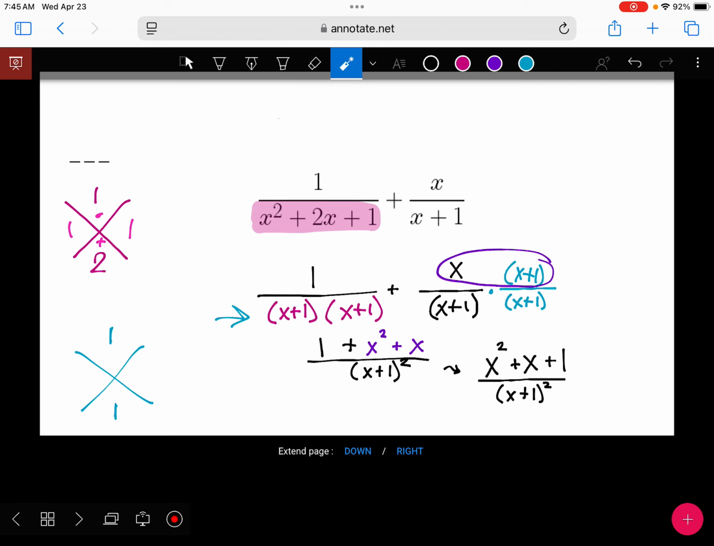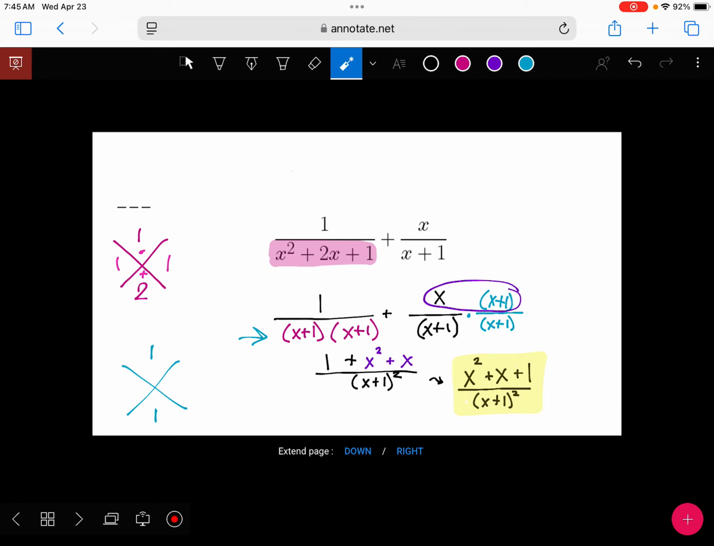So that is our fully simplified answer here. There we go. So this is where we go. They're not always going to look more simplified when we're done. Sometimes they're going to look weirder. And that's okay. Let's look at the next one.